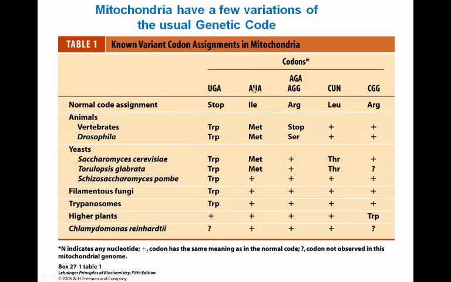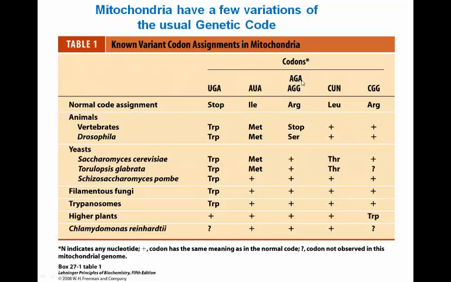UAA, it's normally isoleucine in animal mitochondria. It codes for methionine, and Drosophila, it codes for methionine. Saccharomyces and Torulopsis, it codes for methionine. The plus means it's the normal code assignment.